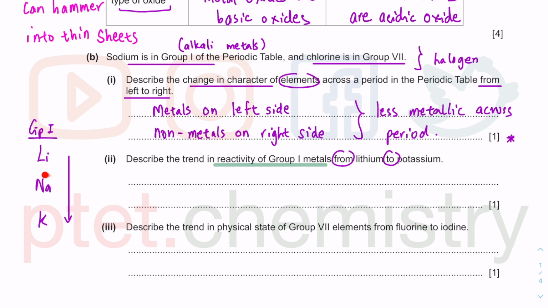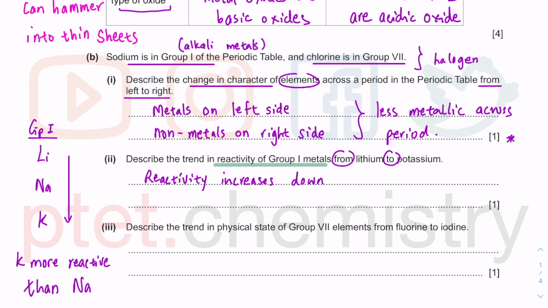We also learned about the reactivity series. So we know potassium is more reactive than sodium because of the reactivity series. So what we can say is, if potassium is more reactive than sodium, in turn sodium is going to be more reactive than lithium. So describe the reactivity trend. Reactivity is going to increase, and this increases down group 1 metals. Remember that when we did group 7 halogens, the reactivity decreases in an opposite sense.